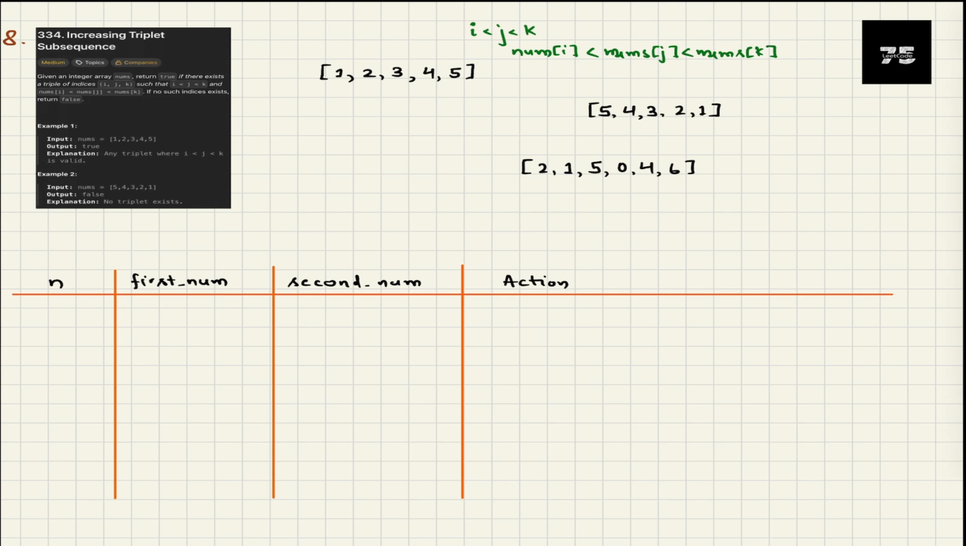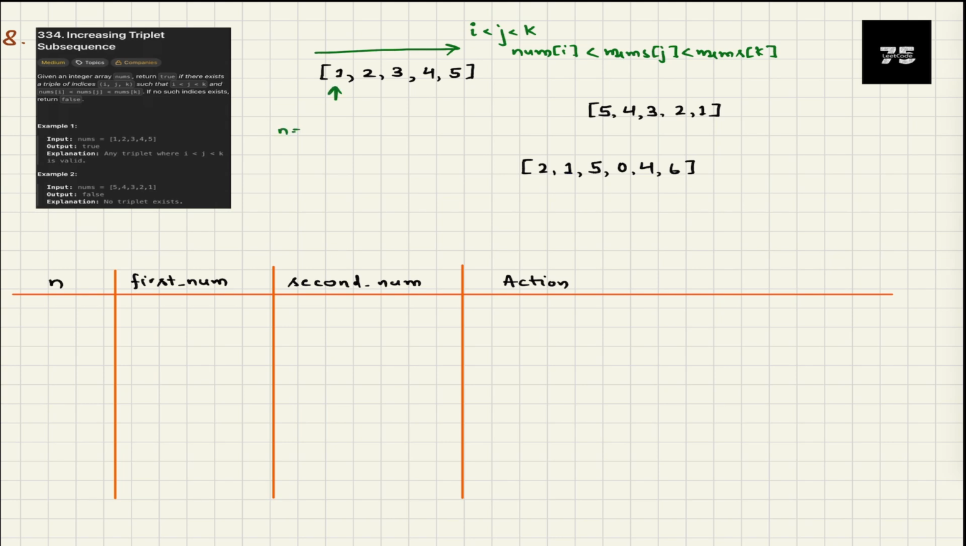Now what we can do is we can assign the largest number to my first num and then the second num, and if my third num is obviously greater than them, then we know that that's a true case. Okay, so what I'm trying to say is that we will iterate through the array. So let's say this is the array and we are iterating through it. I'm gonna call this my n.